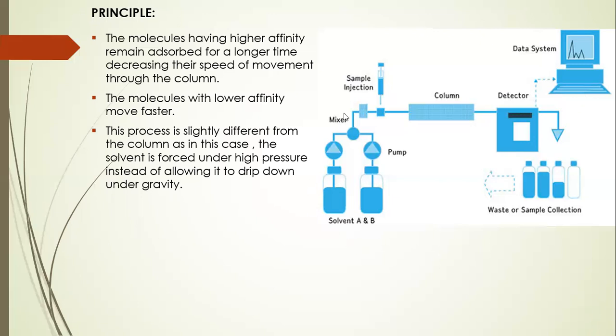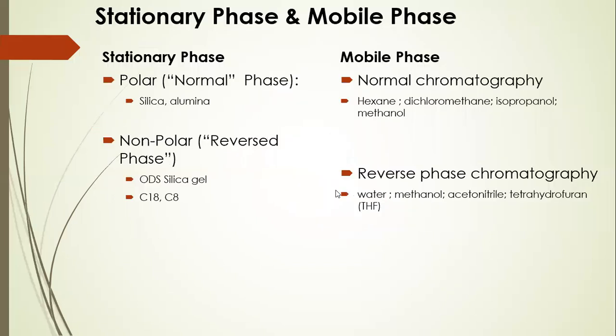This is the internal structure diagram of the internal parts of the HPLC system: the solvent reservoir, pump, sample injector, column, detector, and waste collection and computer system. We will discuss the process later. Now, there are two phases involved in this HPLC system: stationary phase and mobile phase.